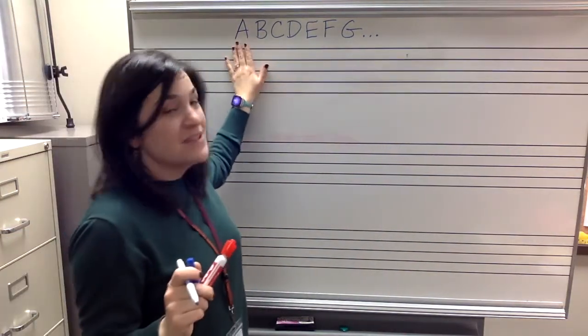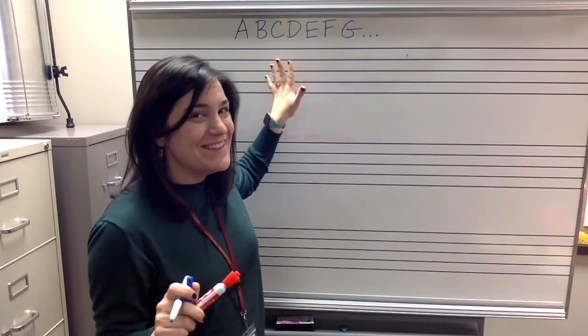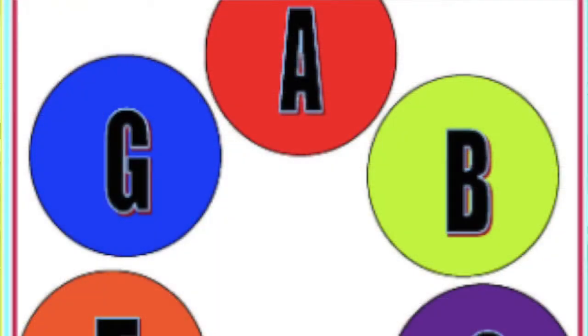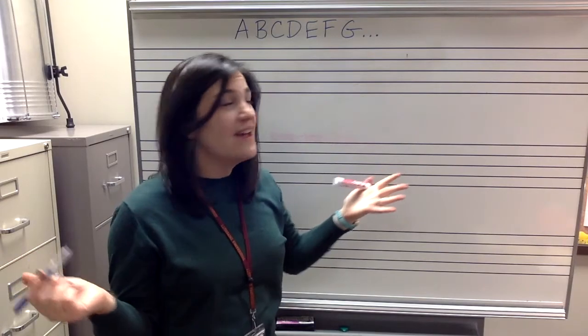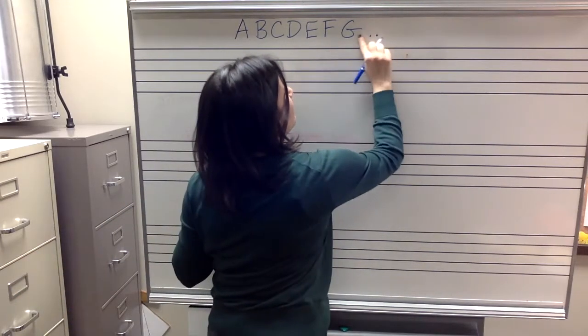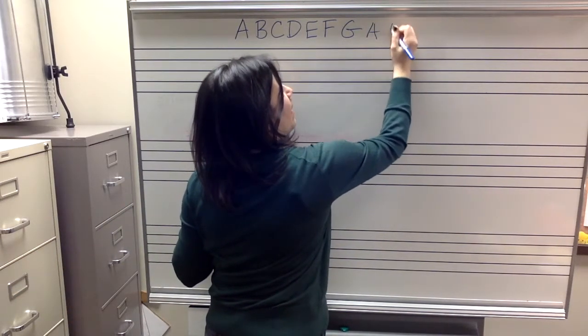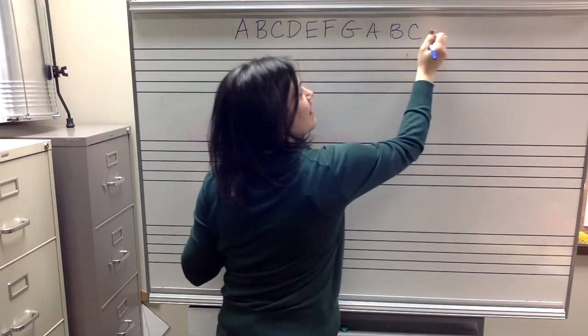So if I was going to say my whole music alphabet, I could say A, B, C, D, E, F, G, A, B, C, D, E, F, G, and keep going. After G, the next letter is not H. It would start all over again with A, B, C, and so on.